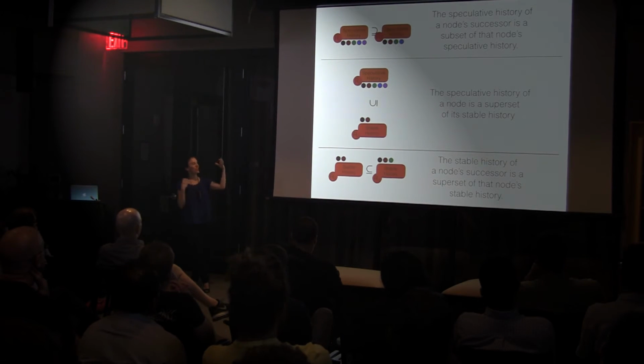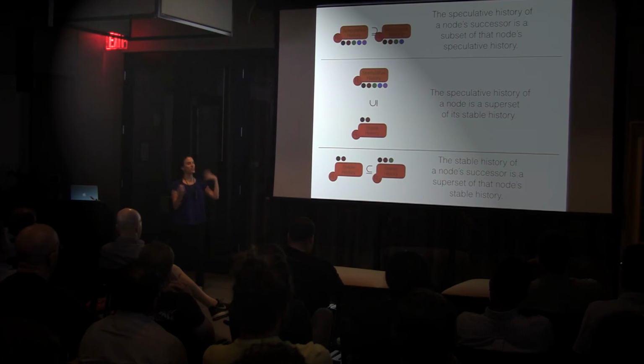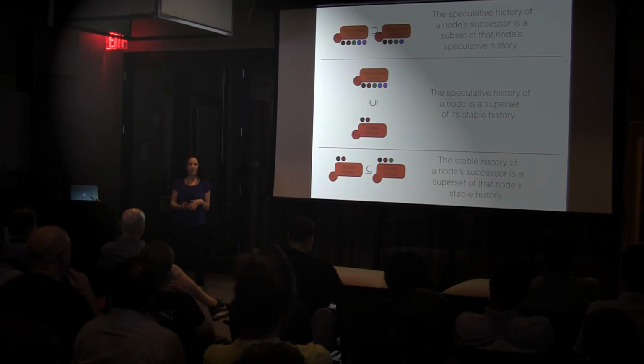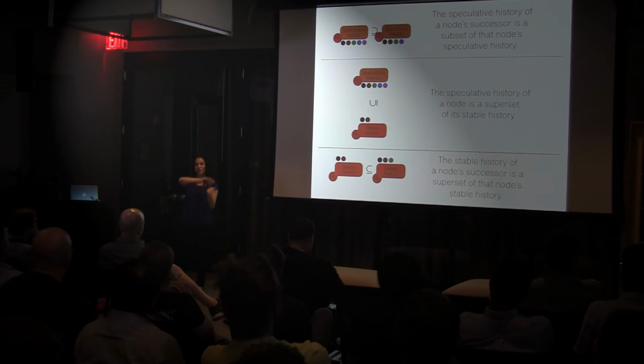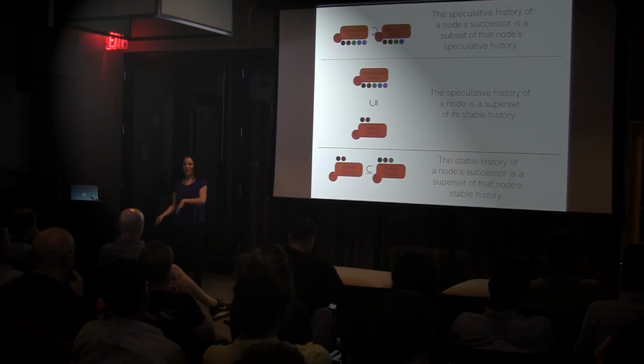This gives us basically three rules. First, the speculative history of a node's successor is always a subset of that node's speculative history because it comes after it, which makes sense. Propagation happens from left to right. Second, in a node, the speculative history is always a superset of the stable history, because for an update to be stabilized, it has to go through the whole chain. And lastly, the stable history of a node's successor is a superset of that node's stable history. Okay, so this makes perfect sense.